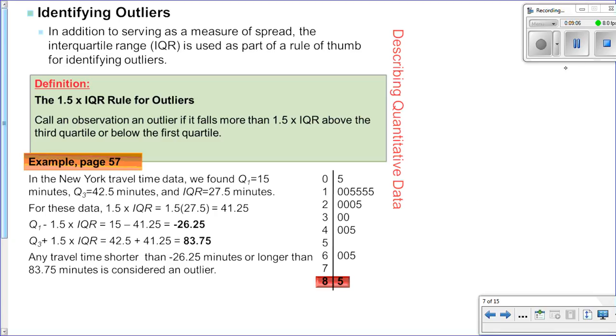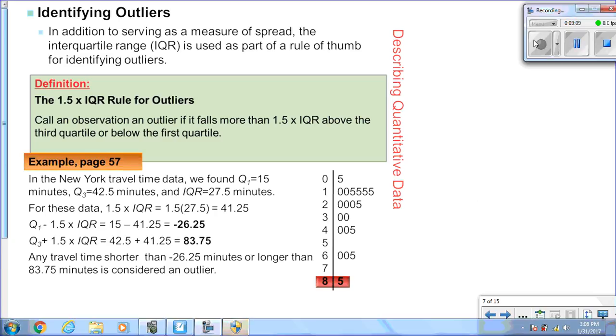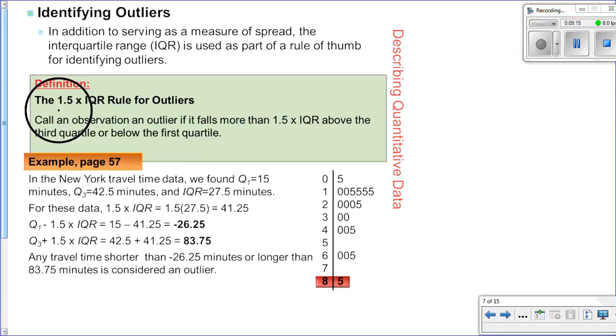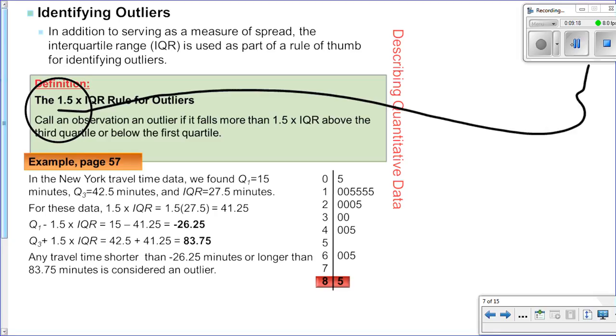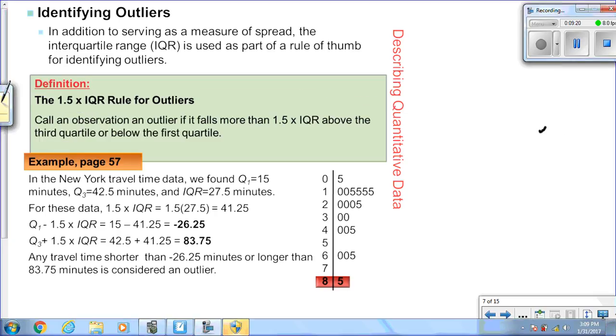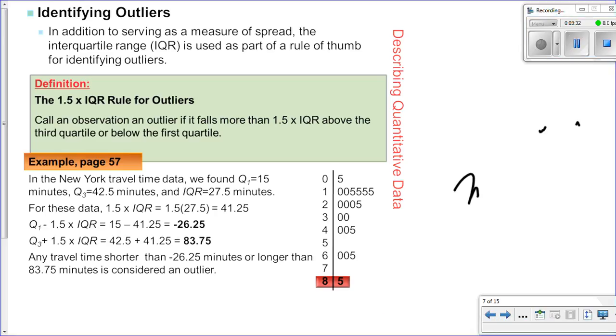So if I'm going to identify outliers, then I would follow this rule. I multiply my interquartile range by 1.5. Sorry, my pen keeps messing up. So I multiply 1.5 times, and we're going to use that example, the interquartile range of 27.5.